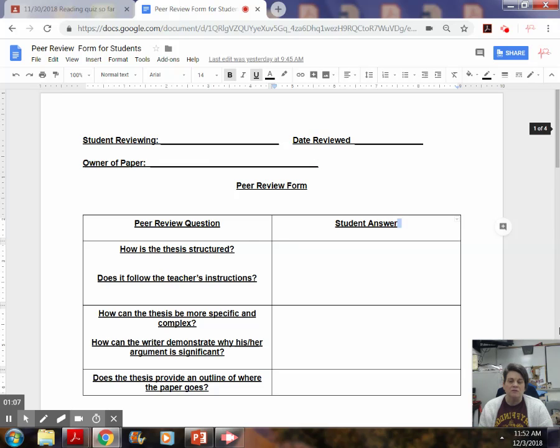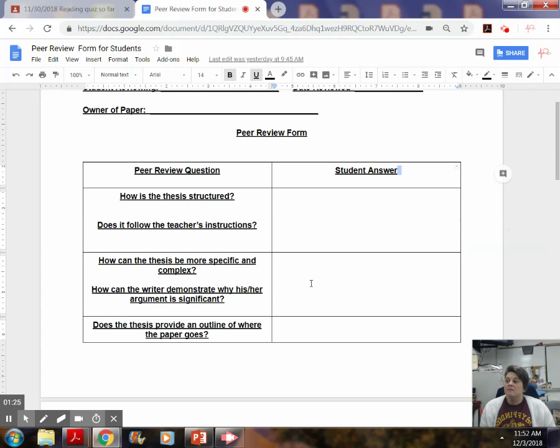Utilize them wisely. Make sure the person reviewing your paper is serious. Be serious when you review someone else's paper. You're going to get a grade because your in-class proctor or your in-class facilitator is going to make sure that you have completed this form because everyone's going to peer review 2 different papers.